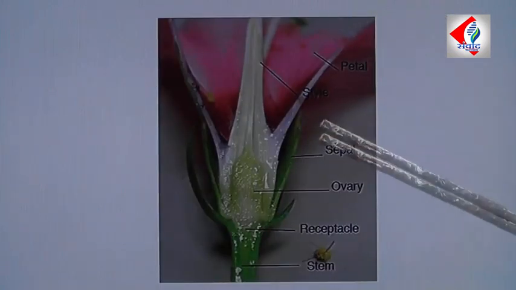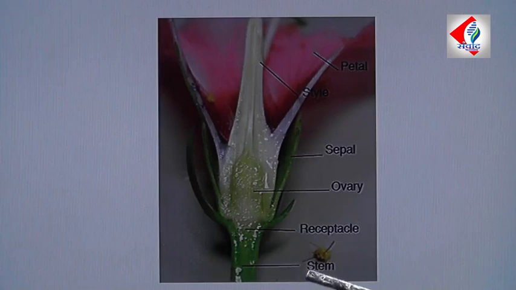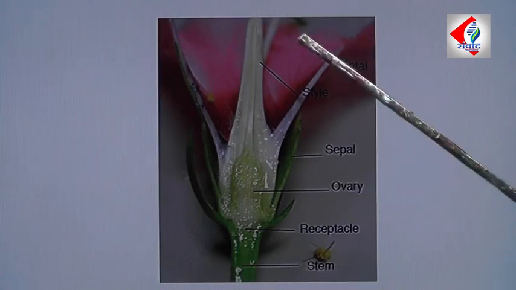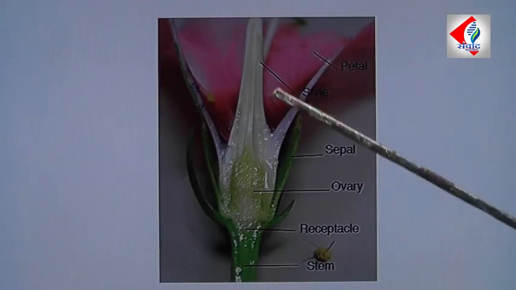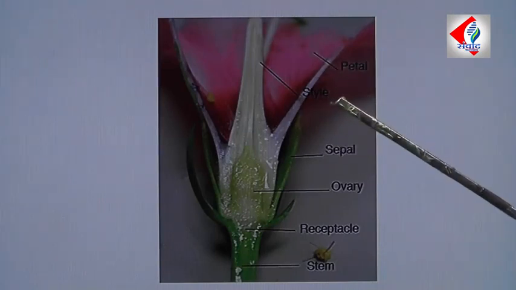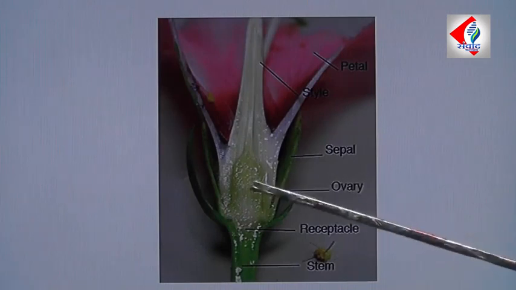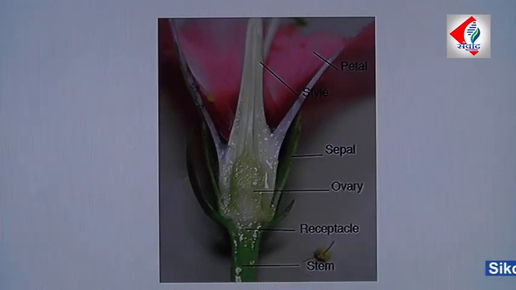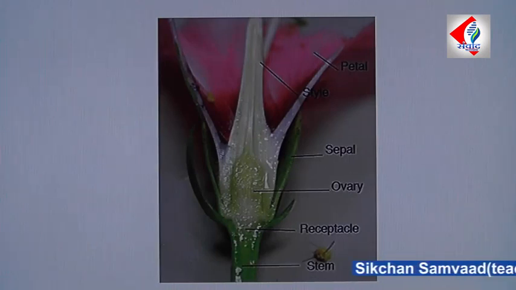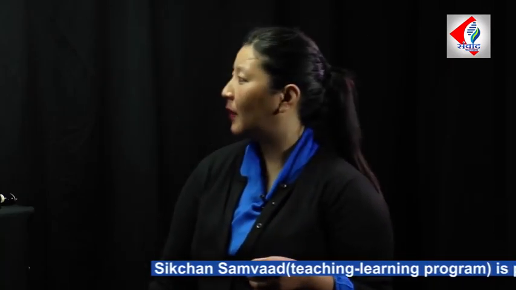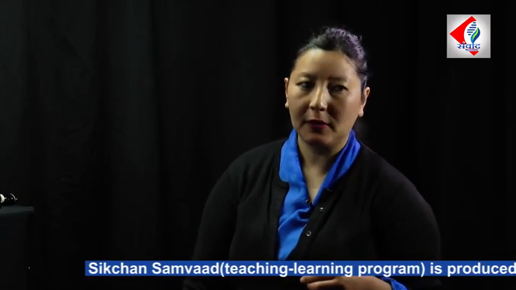So this is a cross section of the flower. You can see the petals, you can see the sepals, and then you can see a tubular structure here, that is a style. And then you will find a swollen part, that is the ovary. And if you cut this ovary, you will find lots and lots of ovules inside them. So do you think that flowers are important? Yes, flowers are important because they are the reproductive parts of the plant.